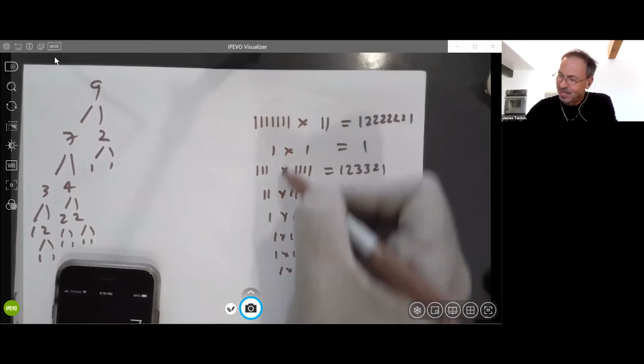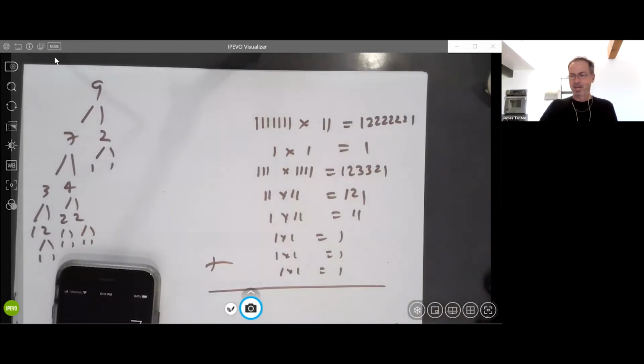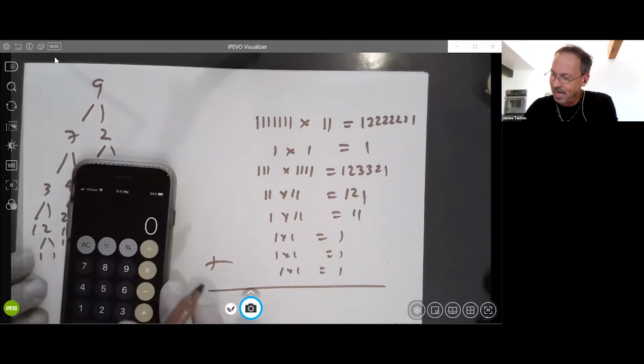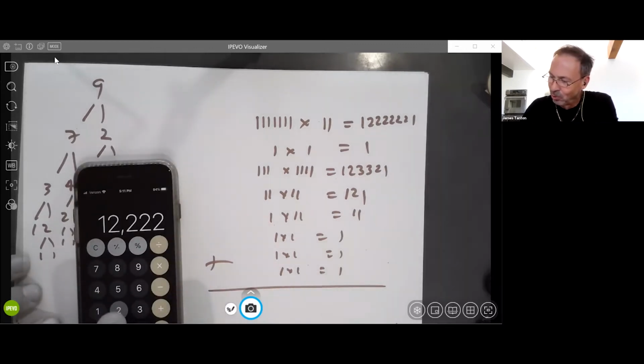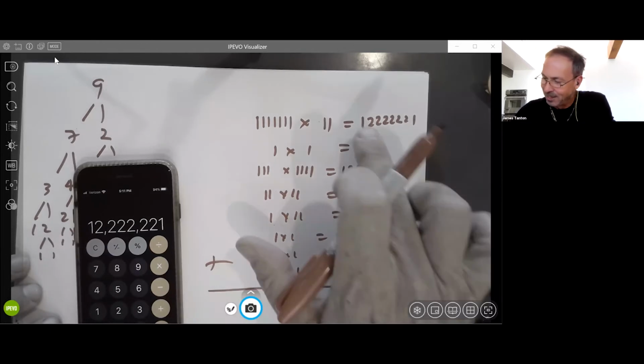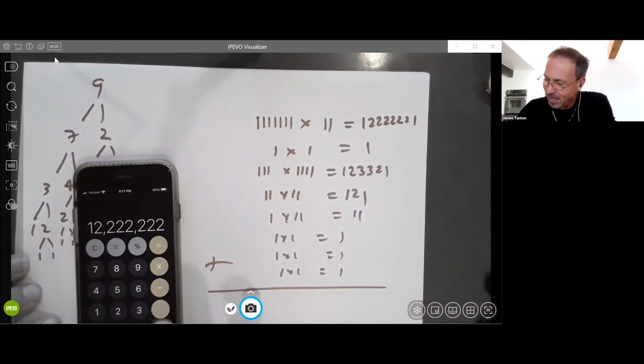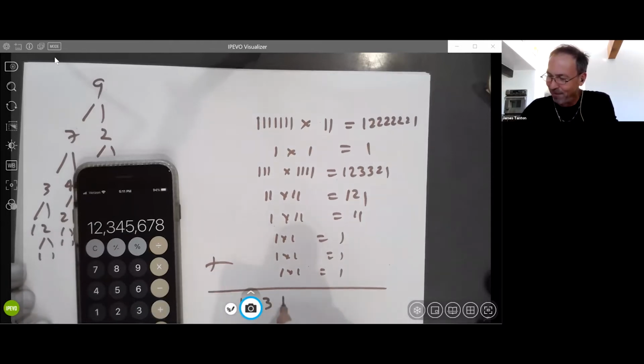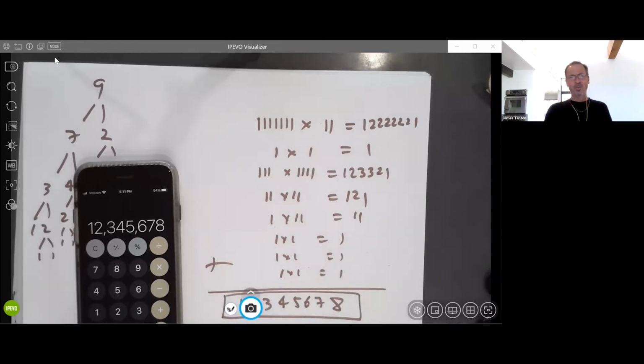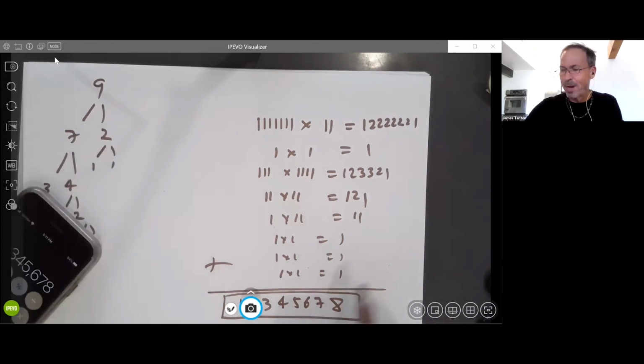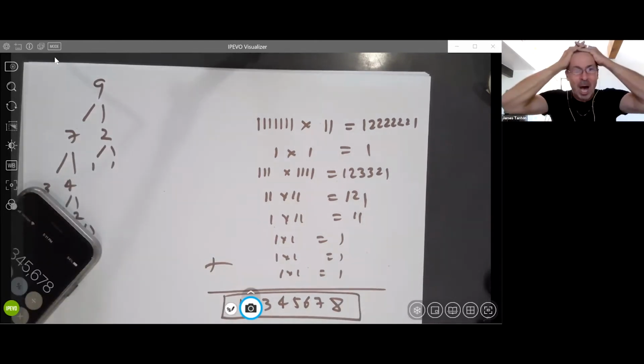Since I did multiplication that time, I'll now add everything together. So what is all that added together? 1222222 1, 8 digits, yes, plus a 1, plus a 123321, plus a 121, plus an 11, plus a 1 and a 1, and a 1, is this crazy number: 12345678. Whoa, whoa. That's the 8-digit number of all the numbers up to 8, which happens to be 1 less than 9. Wow, what's going on?